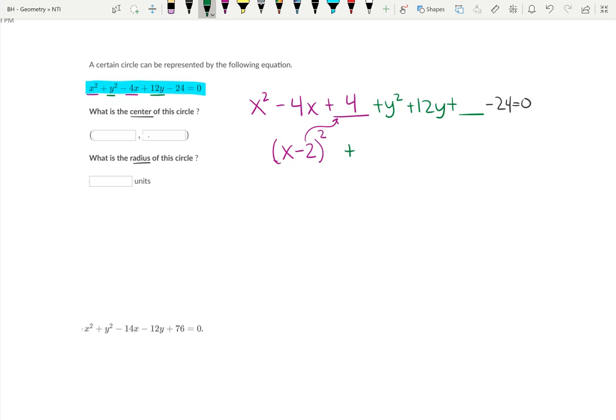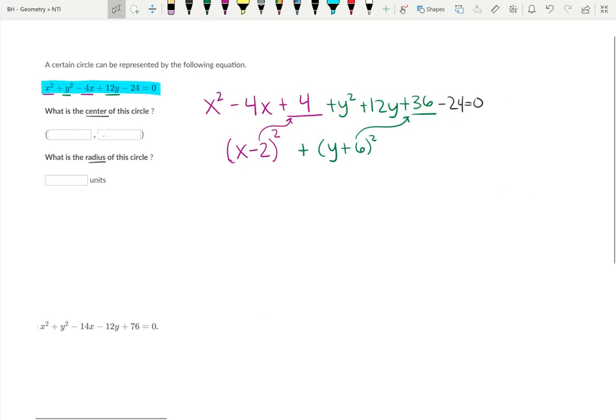Same thing with your y values. You've got a plus sign. We're going to do y. What's half of 12? It's 6. So you've got y plus 6 squared. So that's how you write the standard form of the equation of a circle. Now to get the value here, because if I were to FOIL this out, I would have y squared plus 12y plus 6 squared, which is 36.